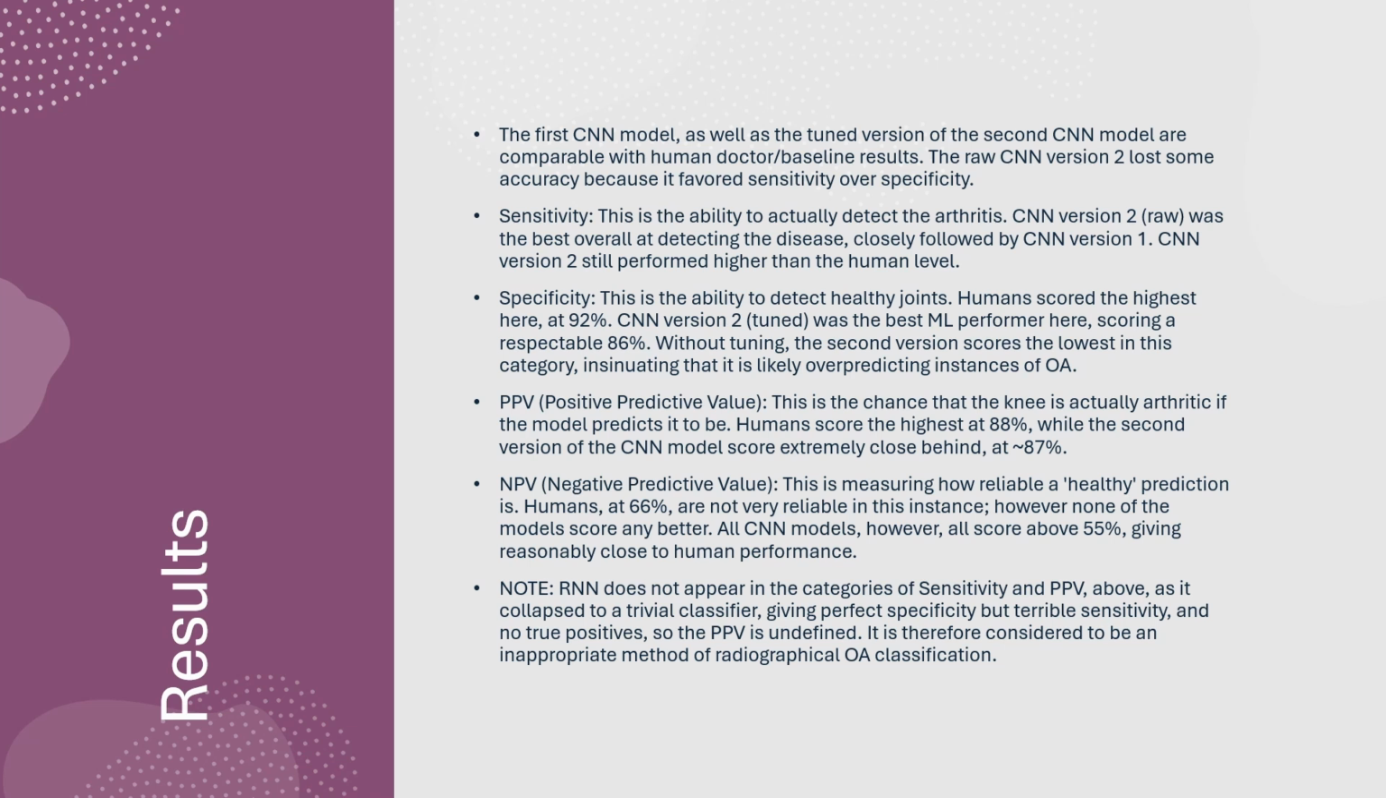An important note is that the RNN did not appear in the categories of sensitivity and PPV, as it collapsed to be a trivial classifier, as I stated before. As you could see on those heat maps, it only categorized into one category, which gives a perfect specificity, but horrible sensitivity and no true positives, so the PPV ends up being mathematically undefined. I consider it to be an inappropriate method of classification in this instance.